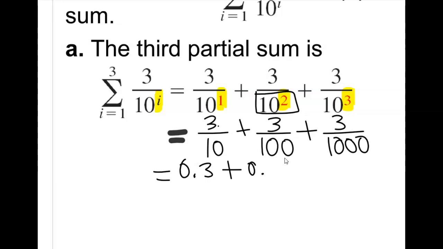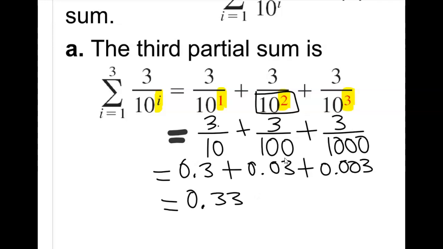The next fraction is 3 hundredths, so it will be 0.03, another 0 and then 3. The next one will be 3 thousandths, so it will be 0.003. And if we add all those three numbers together, we will get 0.333.